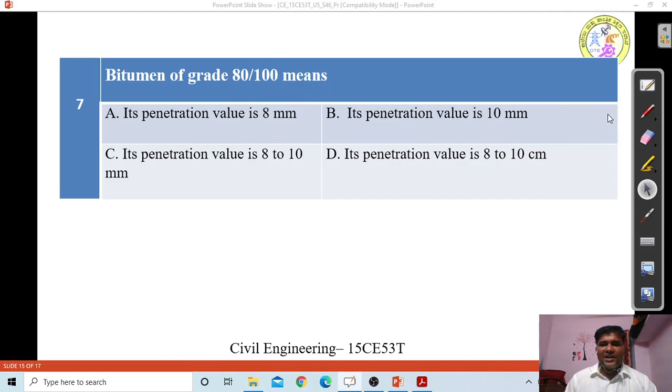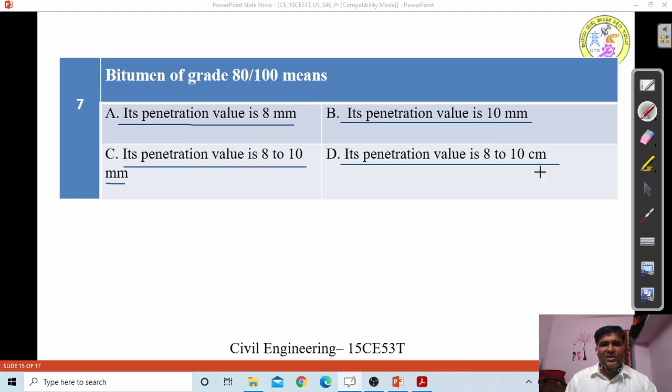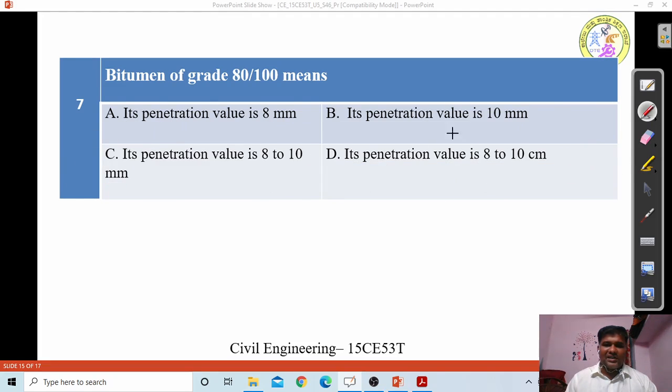Bitumen of grade 80/100 means its penetration value is: A, 8 mm; B, 10 mm; C, 8 to 10 mm; or D, 8 to 10 centimeters. So the right answer is option C. If the penetration is 8 to 10 mm, then it is called 80/100 bitumen.